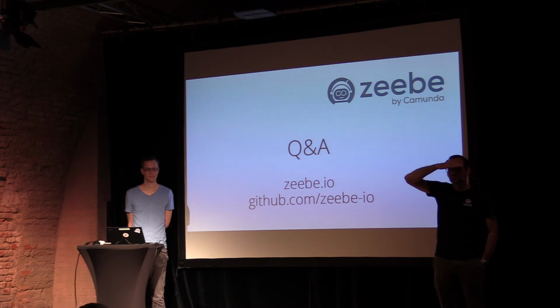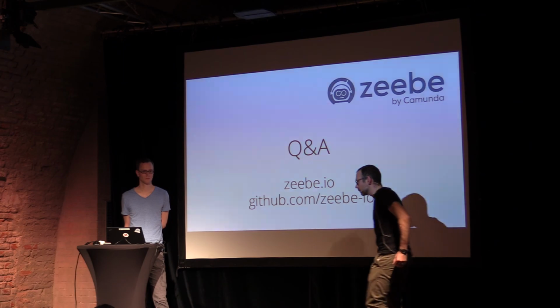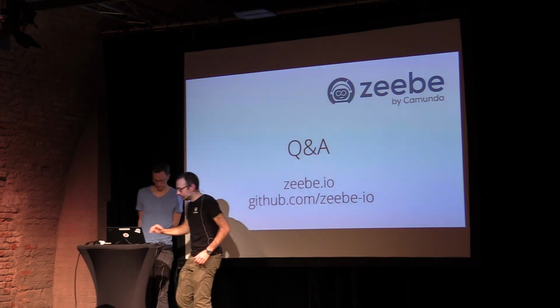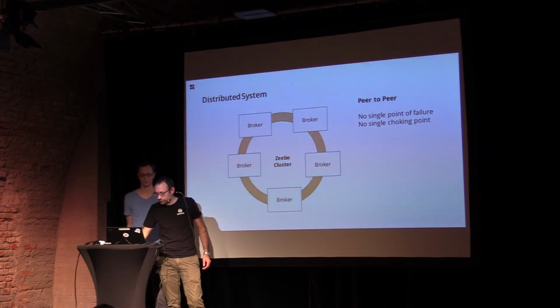How does ZB maintain the broker configurations? So how does it know which partition this message goes to? Does it internally use some data systems, or does it use some external tools?